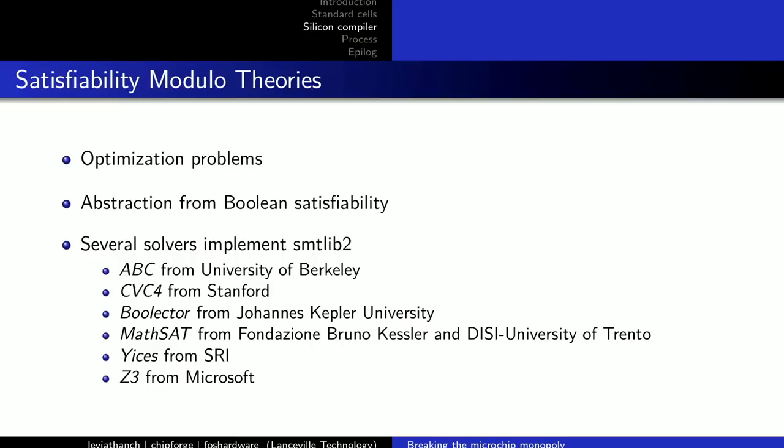So to solve optimization problems in 2018, maybe you want to use an abstraction from the SAT solvers you used to know. Academia came up with some pretty neat theories called satisfiability modulo theories. And you can just put some first order logic and give it to a solver. I've listed a few. For example, ABC is used by Yosys, and Z3 from Microsoft is also a very promising product, but you can obviously choose from many products by academia and industry.